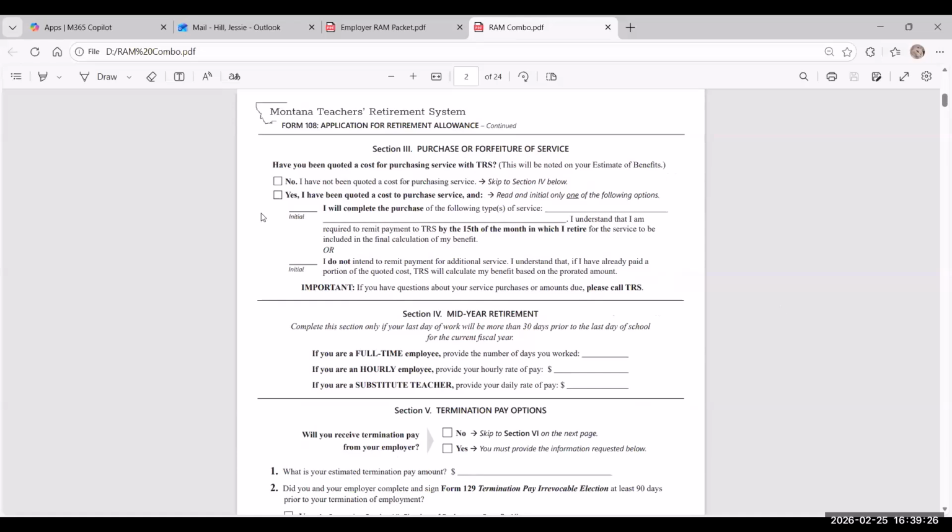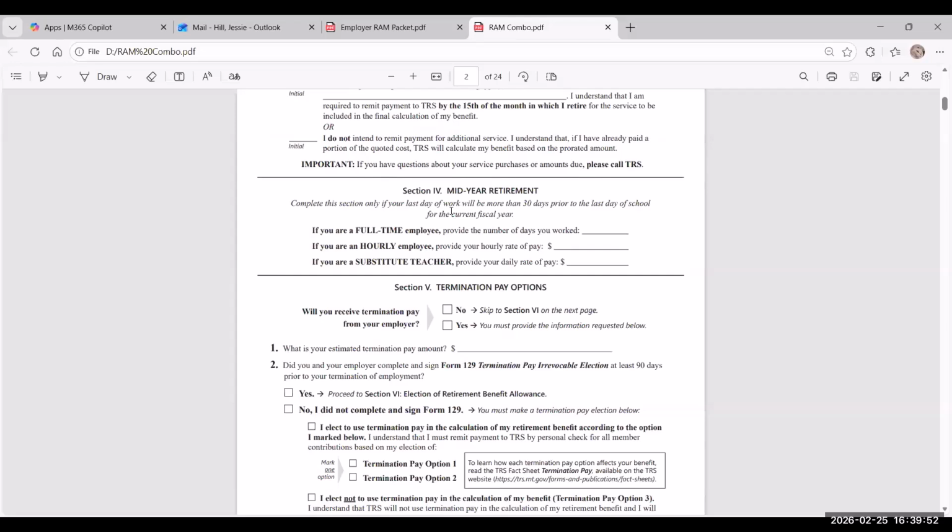They're just checking the box saying either no, they have not, or yes, they have. They're letting us know with an initial whether they're intending to purchase that service or not. They are required to fully purchase it prior to starting the retirement benefit, and some do wait until the last minute to do so. Either way, we need to confirm whether or not we need to include extra service in the calculation of their benefit if they are going to.